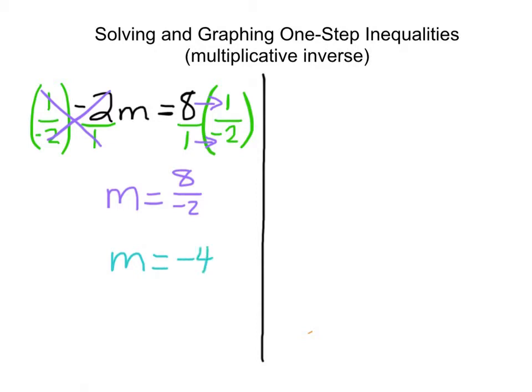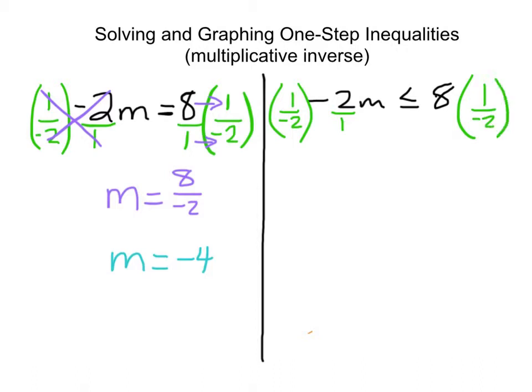The difference with a one-step inequality is that when I start with -2m, and we'll just use less than or equal to this time, if I have -2m is less than or equal to 8, the step is still the same. I'm still going to multiply both sides of the equation by 1 over -2, which is the multiplicative inverse, or the reciprocal, of -2 over 1. And I multiply both sides of the equation by that value.